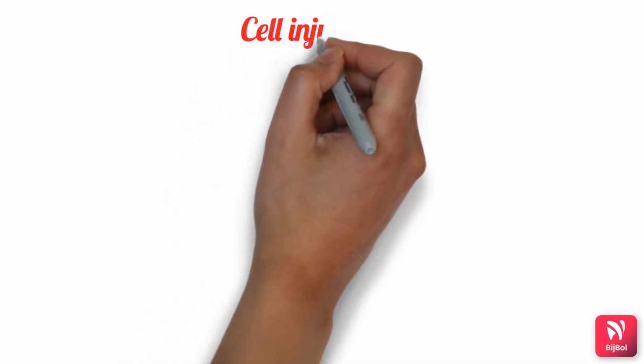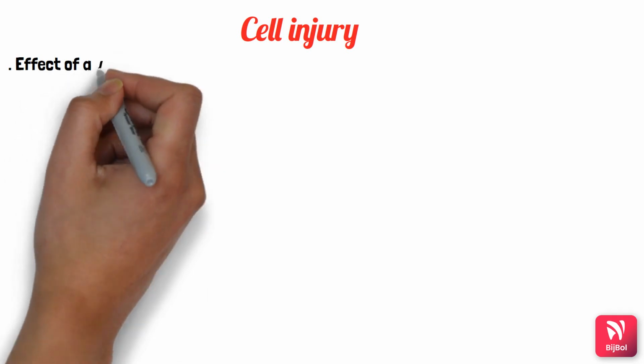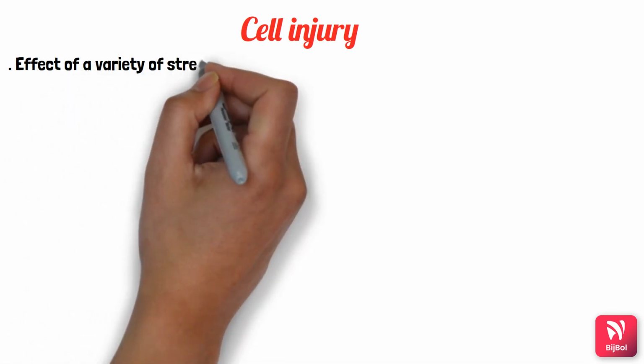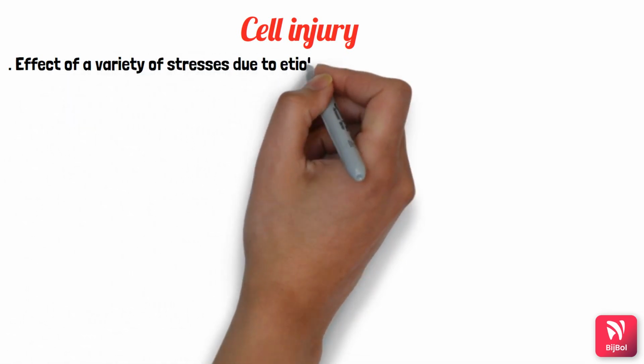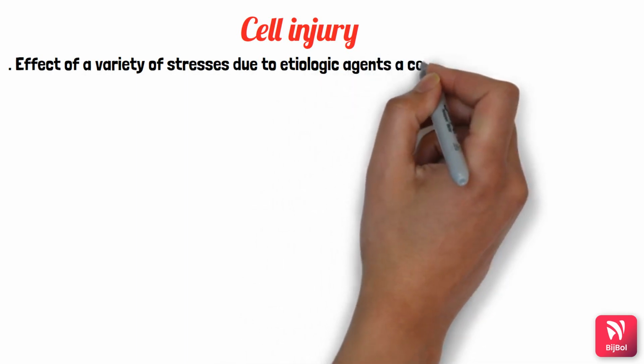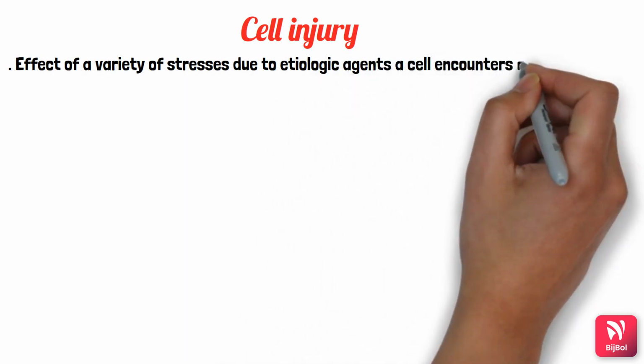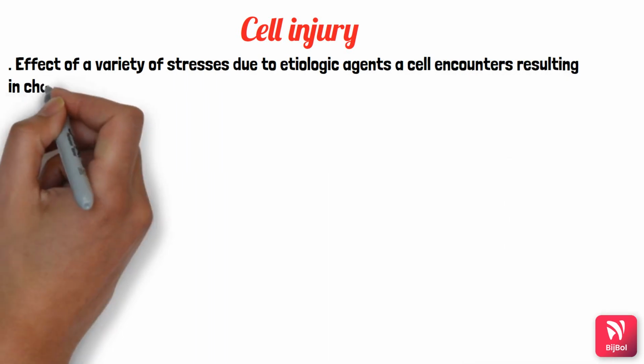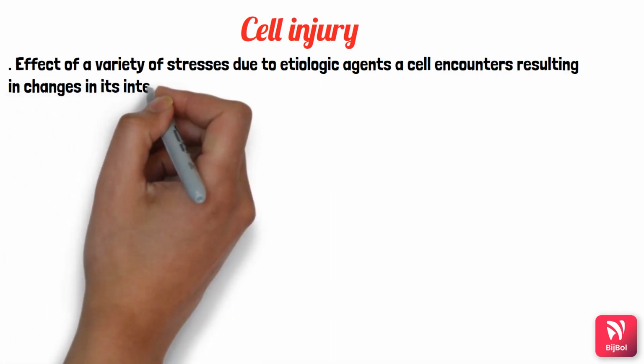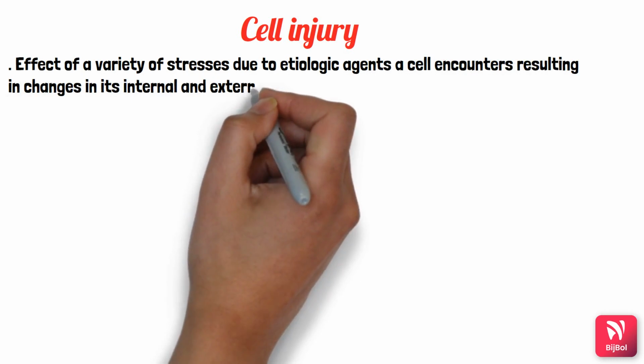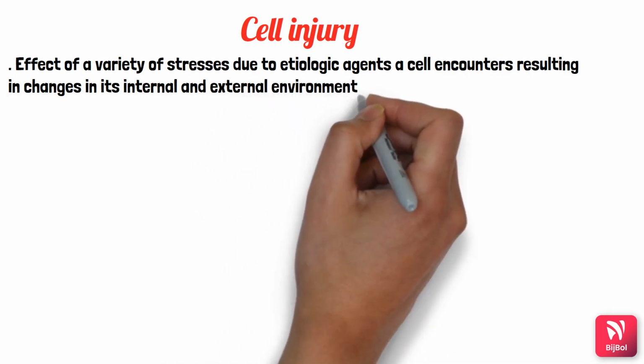As such, if we see a normal cell, it will be in a steady state. That steady state of a cell is called homeostasis. That means there is a balance between its internal cellular environment and external environment. Based on these factors, cell injury is defined as the effect of a variety of stresses due to etiological agents a cell encounters, resulting in changes in its internal as well as external environment.